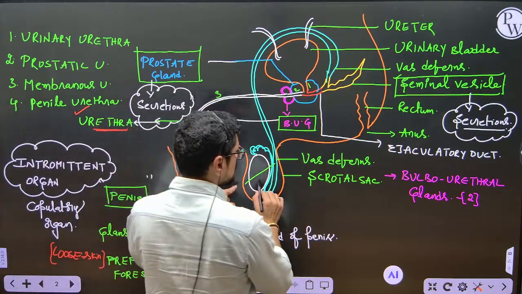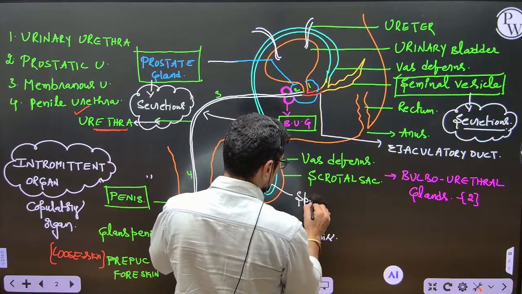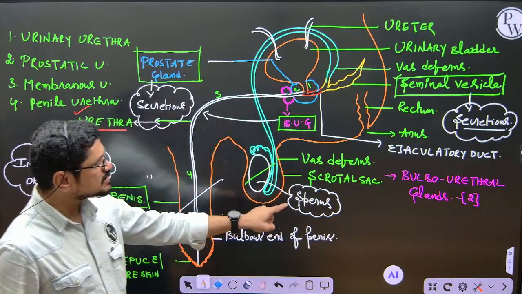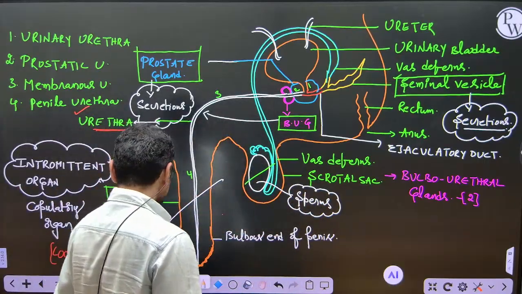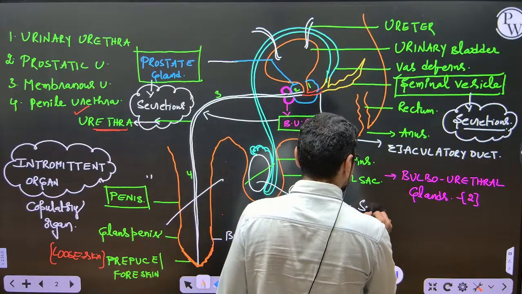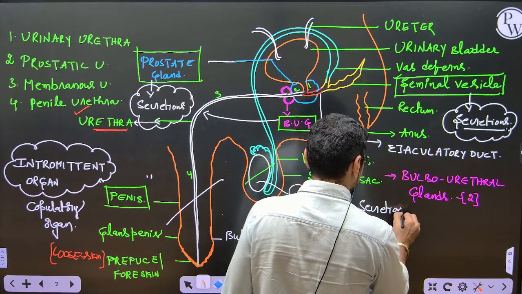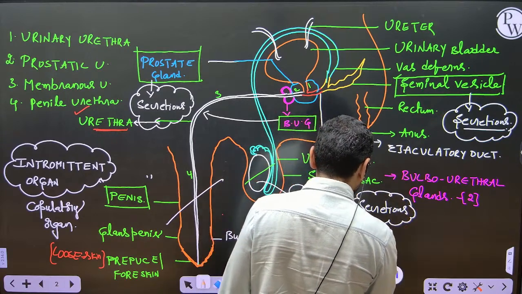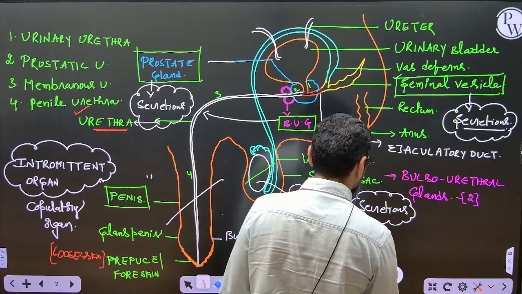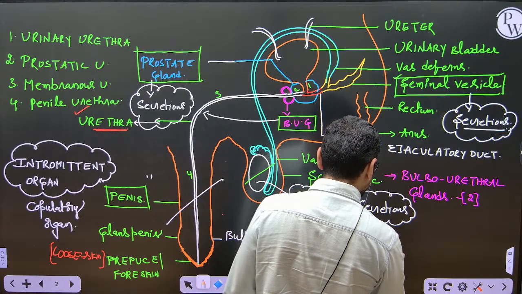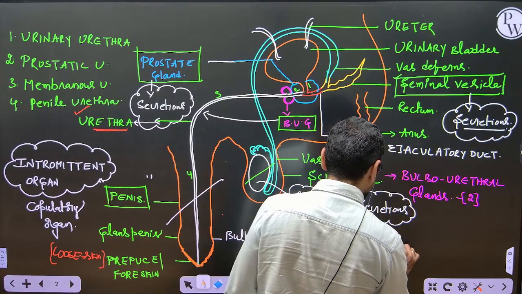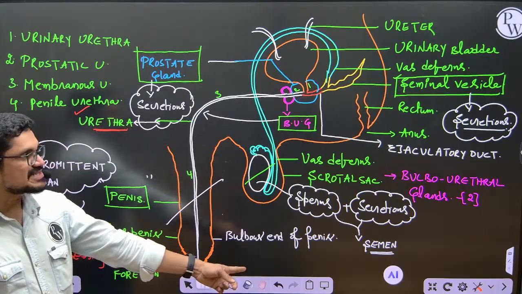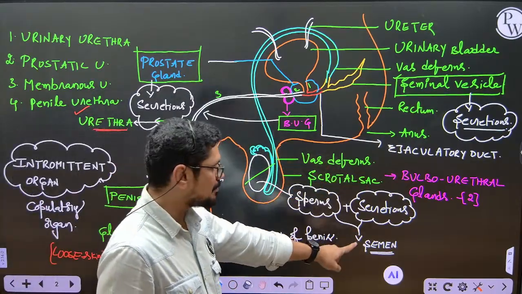And from here, what is coming outside? Sperms are coming outside. Sperms are produced inside the testes. So sperms plus secretions, combined, are called semen. S-E-M-E-N. Sperms plus these secretions, combined, are called semen.